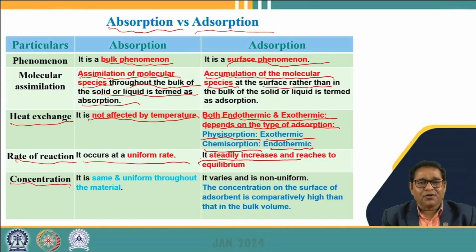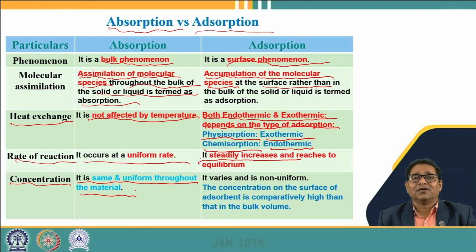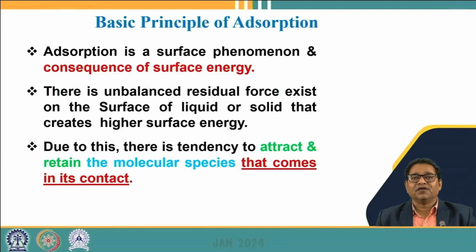Similarly, if we talk about the concentration of the pollutant, it is uniform throughout the mass of the material in the case of absorption, whereas in the case of adsorption it varies and is non-uniform. Mostly the major concentration of the pollutant is at the surface, so the surface will have a different concentration, whereas within the pores there will be a different concentration. So these are the basic differences between the absorption and the adsorption process.